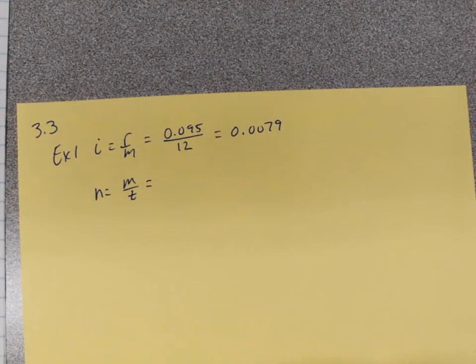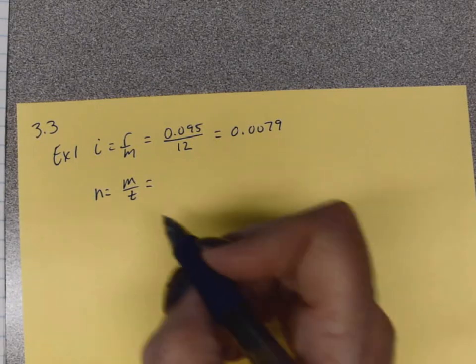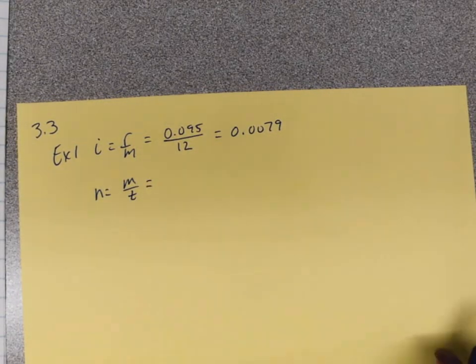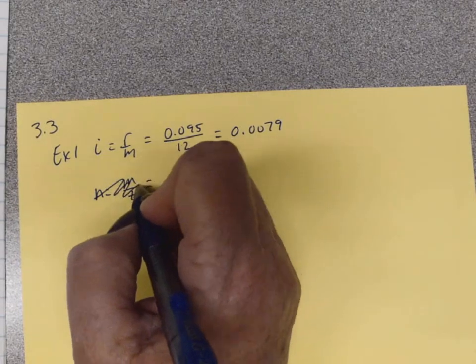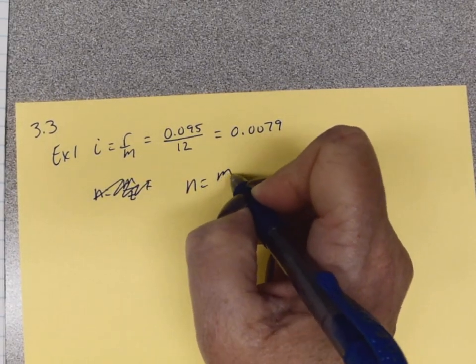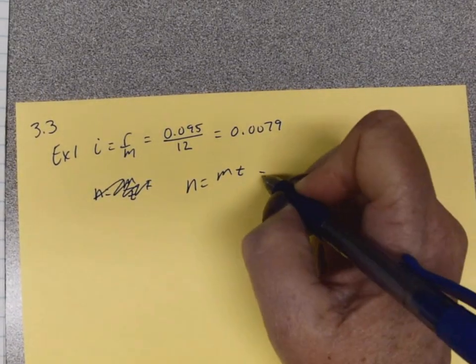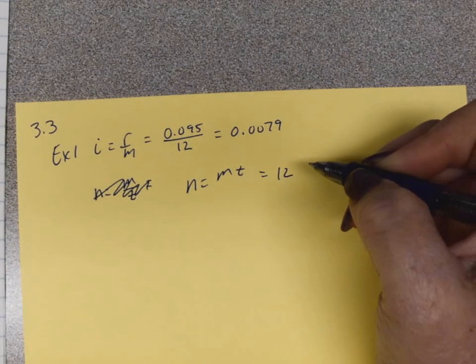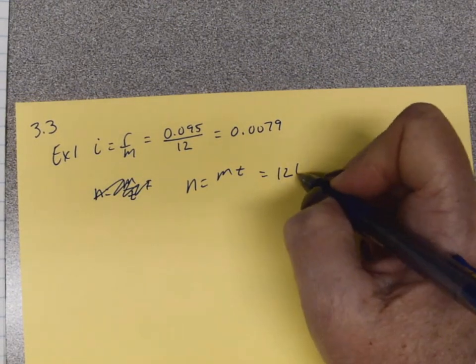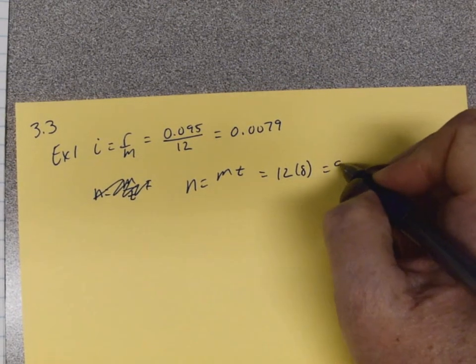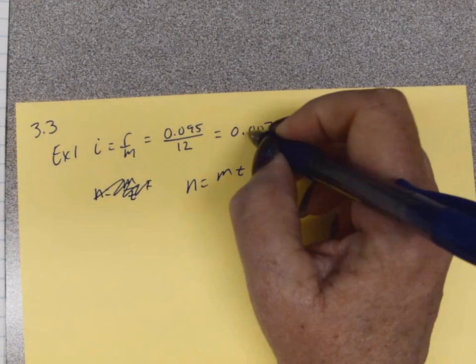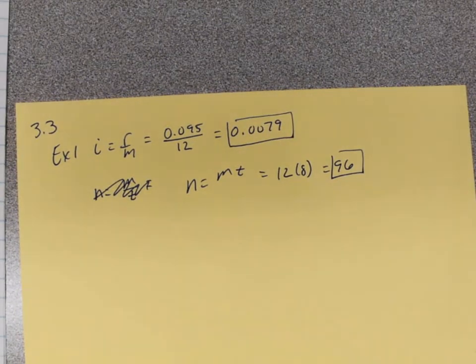The M is still monthly. Oops, and I wrote M divided by T. It's M times T. Sorry about that. I'll just rewrite it. So N equals M times T. M is still 12, and T, we were told that it was for 8 years. We're going to multiply by 8 and get 96. So those are your 2 answers for number 1.